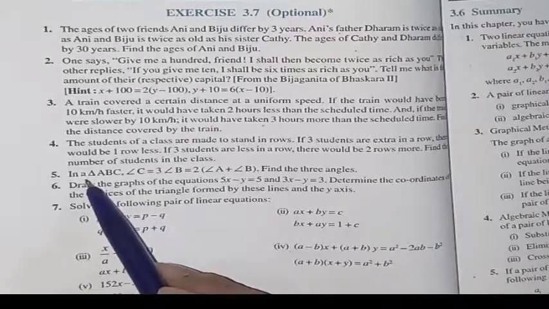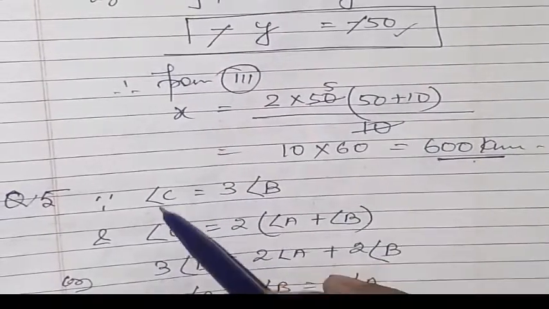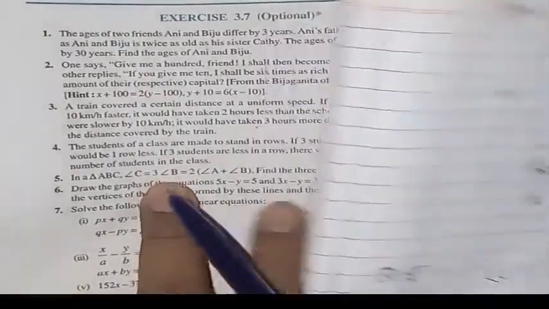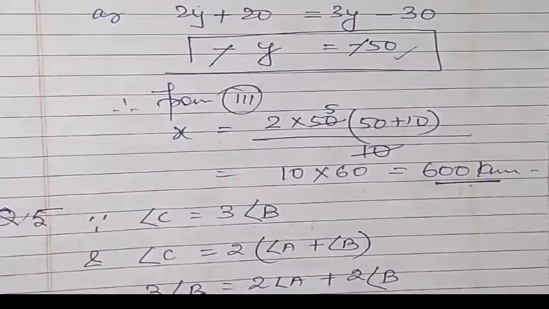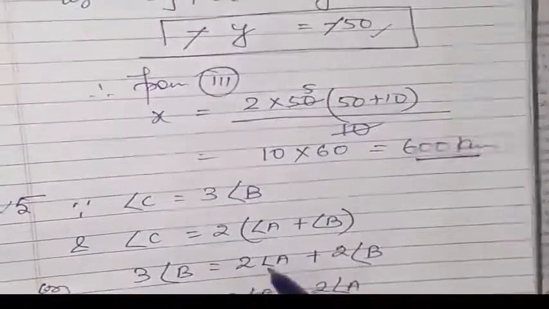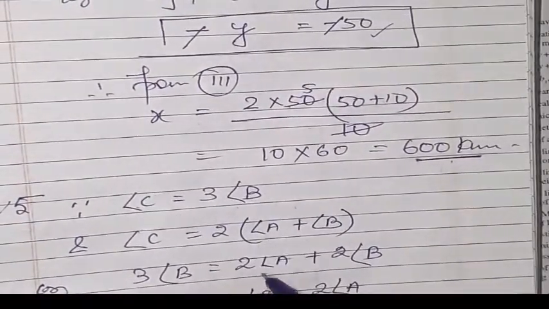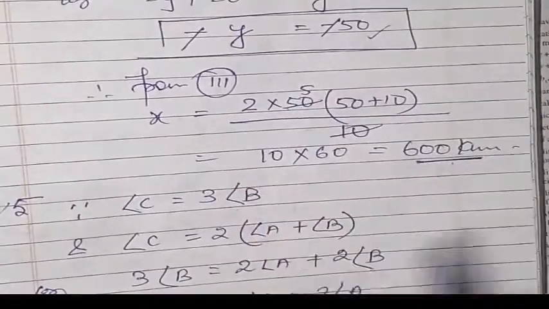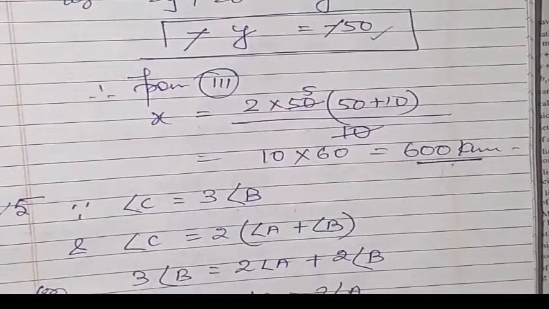Question number 5: since c is equal to 3 angle b, and c is equal to 2 times angle a plus b, so 3b is equal to 2a plus b. Both are equal to c. Subtract this, so b is equal to 2a.